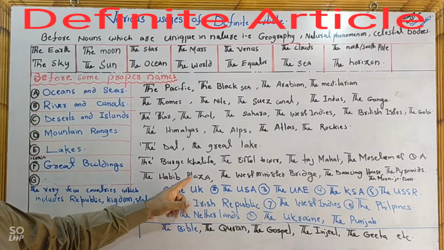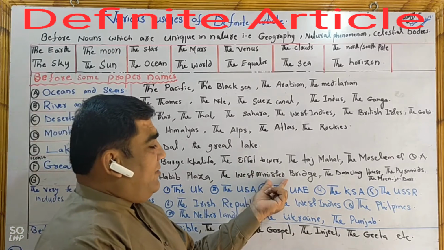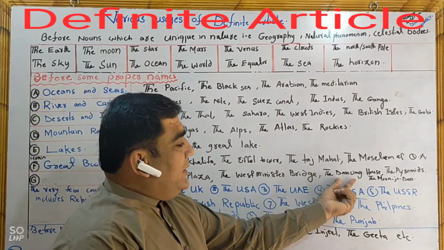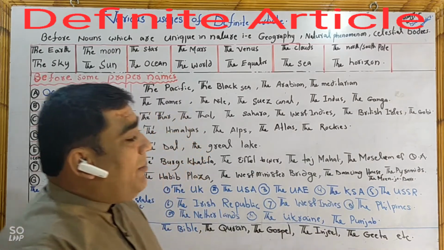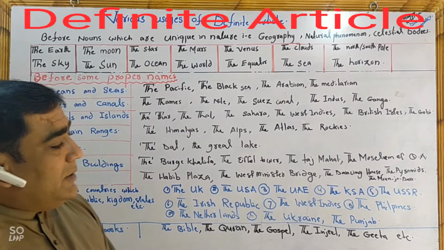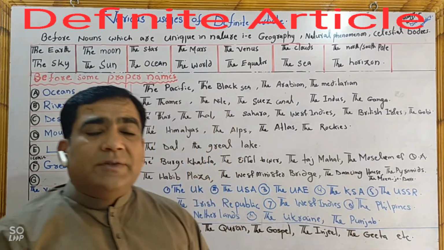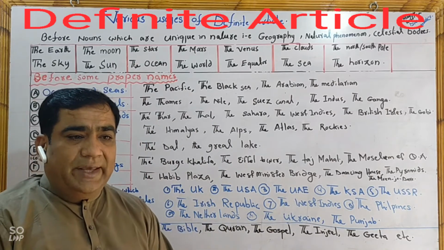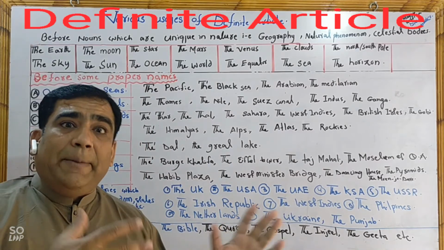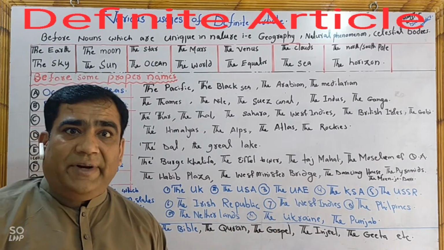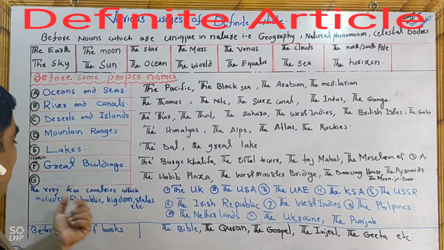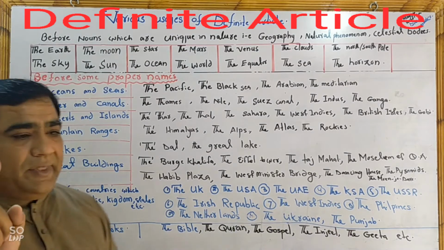Habib Plaza in Karachi. The Westminster Bridge, as I have earlier told you, in London. The Dancing House. The pyramids in Egypt or Misr. The Mohenjo-daro in Sindh. So these are unique in nature. Can we put a definite article before Minar-e-Pakistan? We have very few such countries.